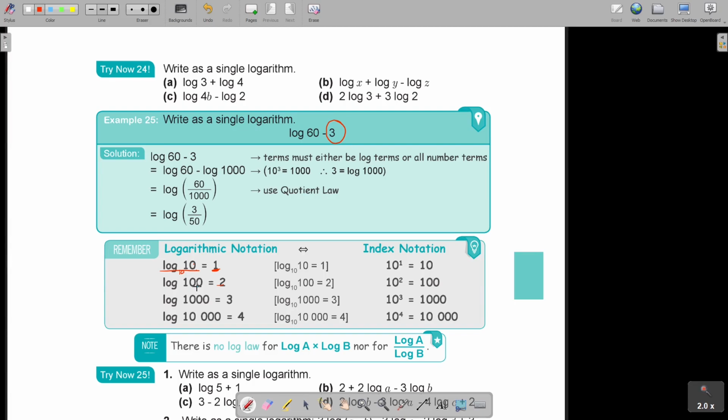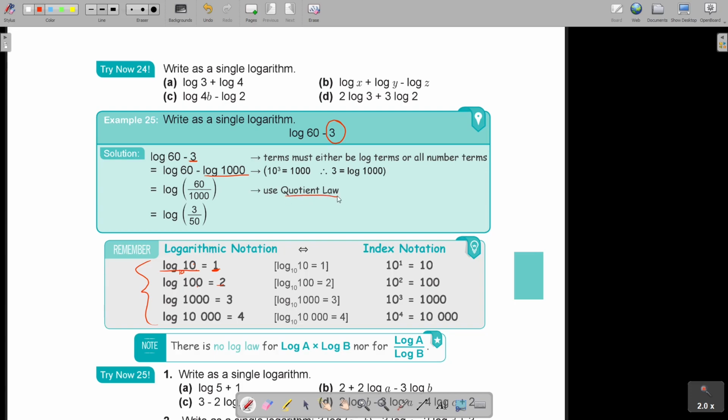Do you see that? So in this level, and because it's so new to you, I think it's good if you just at least memorize that. Okay, because it's going to help you. So basically, I'm just going to, in the place of 3, write log 1,000. And now I'm going to follow the laws.